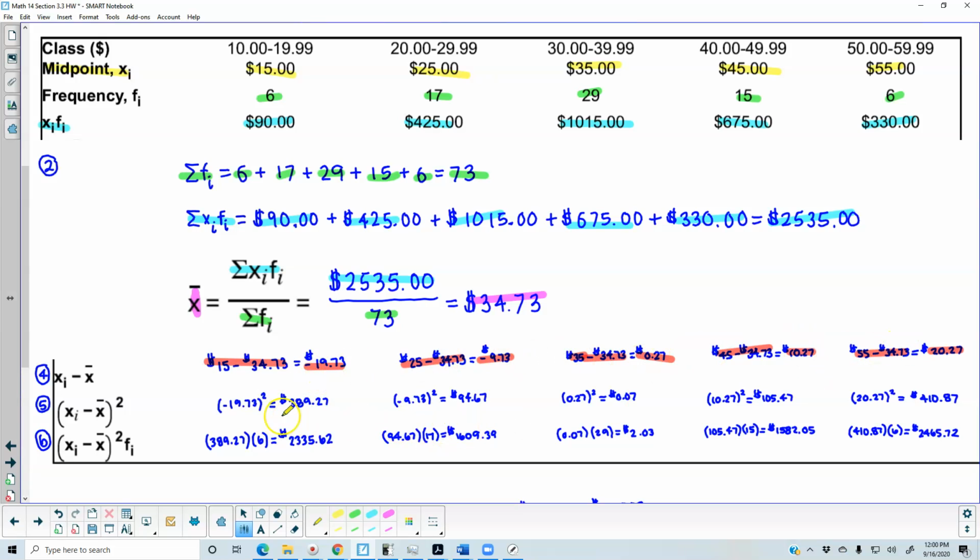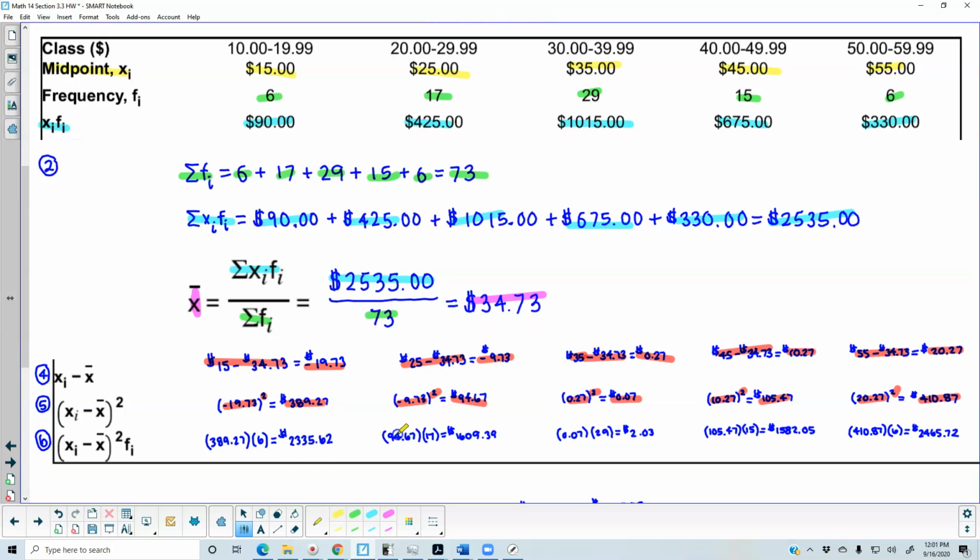And now we're going to take each one of these values and square it. So we take negative 19.73, square it to get 389.27. We do the same thing here: 9.73 squared is 94.67, 27 cents squared is 0.07, 10.27 squared is 105.47, and 20.27 squared is 410.87.